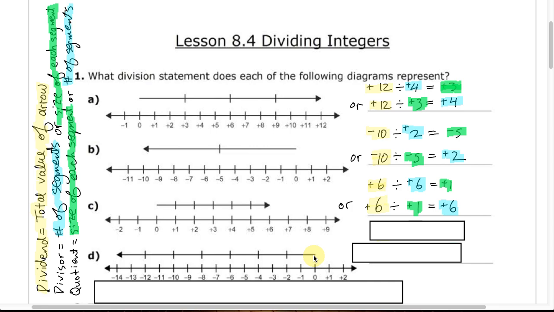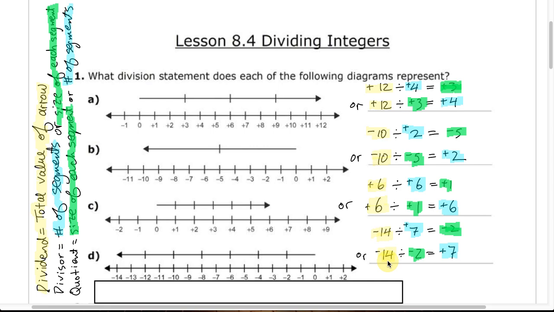And finally, part D, we've got the total value of the arrow is negative 14. So you can divide it into 7 segments, and that'll give you segments of size negative 2 each. Or the other interpretation is if you take negative 14 and divide it into segments of size negative 2, then you'll get 7 segments.